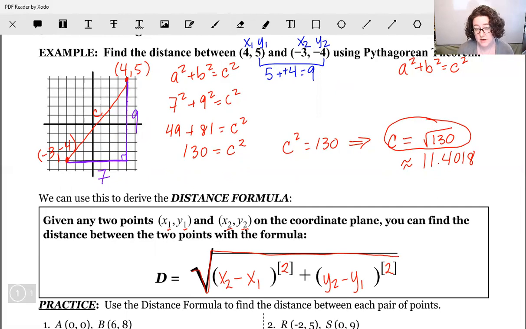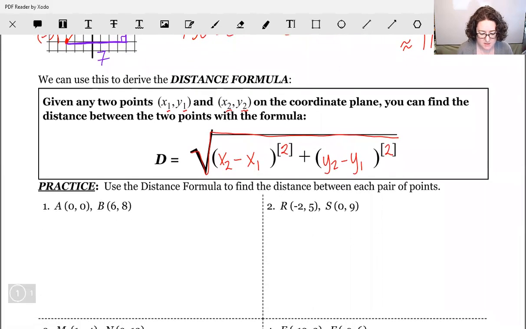Now, 2 things that you might notice. I wrote down x2 minus x1. It really doesn't matter which order you use as long as you use a consistent order. So if you write down x1 minus x2, then you have to write down y1 minus y2. Always subtract in the same order that you were given those points in. All right, so let's try a few problems, okay?